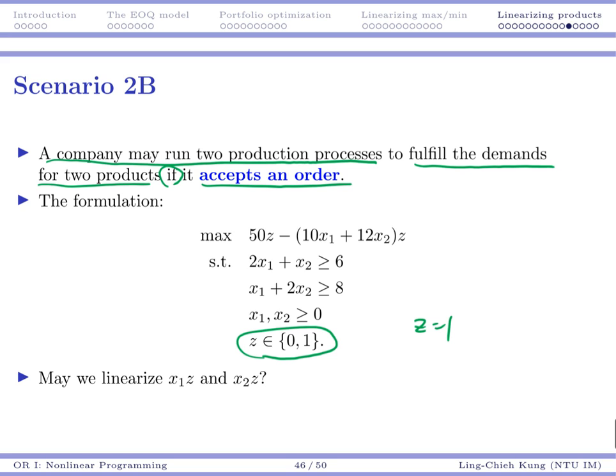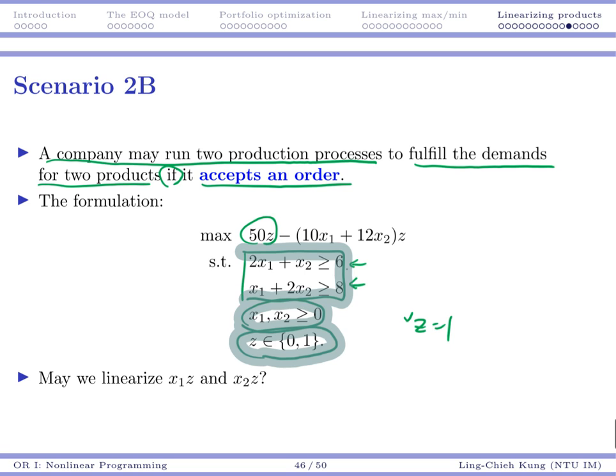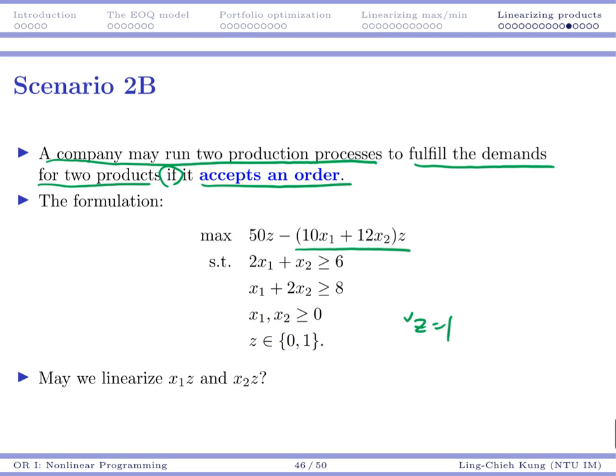It means that now the company needs to make a decision about Z, which may be 0 or 1. If Z is 1, that means the company is going to accept an order, and that's going to earn it $50. But once you accept this order, you must make some products to fulfill the demand. And the demand is here, 6 and 8 for product 1 and product 2. So you need to determine the amount of hours to run your two production processes, and then that's going to have some consumption, and eventually that's going to tell you that you need to pay some cost.